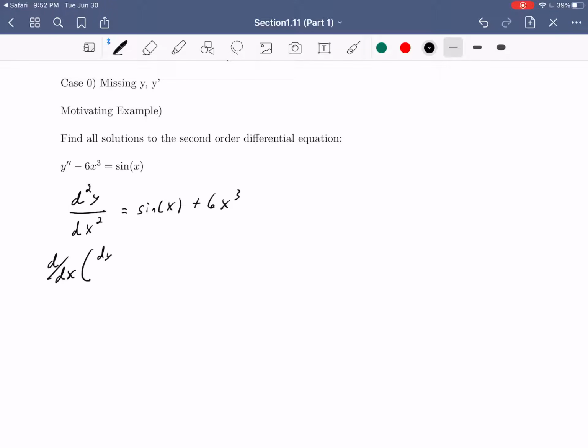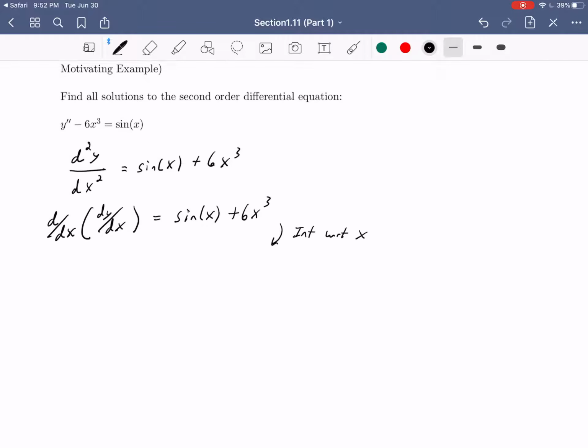respect to x of the first derivative, right? I mean, that's what a second derivative is. It's the derivative of the derivative, equals sine x plus 6x cubed. And now what we can do is integrate with respect to x on both sides.